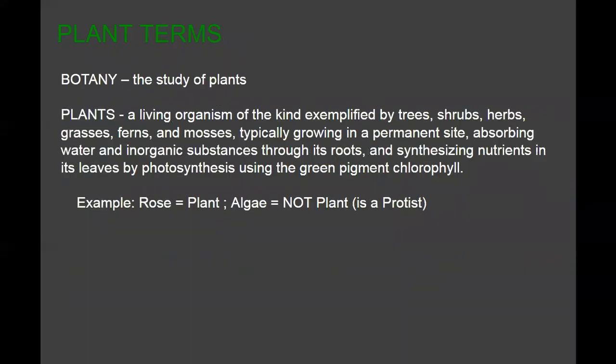All right, so let's get into some plant terms. So botany is the science that is concerned with the study of a plant. And plants are exemplified by trees, shrubs, herbs, grasses, ferns, and mosses. These are organisms that are creating their energy, their sustenance through the process of photosynthesis using chlorophyll. We won't get too heavy into the botany, but we are talking about mostly vascular plants. So we're not going to be talking about algae, which is a protist.